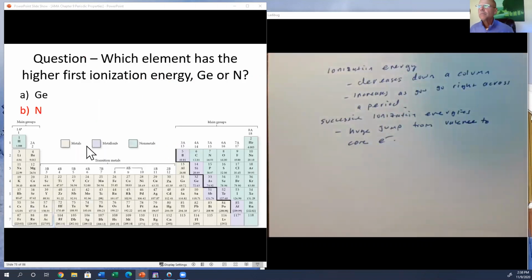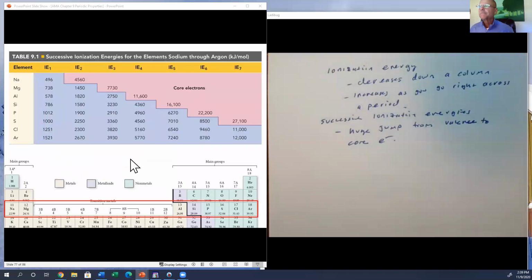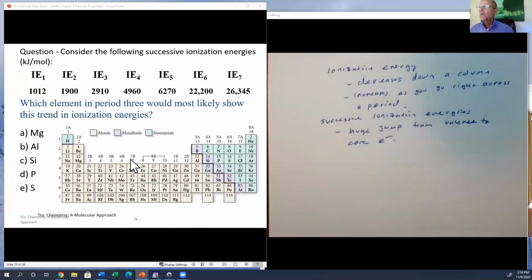Now let's look at magnesium. How many valence electrons does magnesium have? 2. Right. So notice the first ionization energy is 738, the second is about double the first, and then boom, a huge jump at the third one. The valence electrons are easier to remove than the core electrons. So you're always going to see a jump going from valence electrons to core electrons. Okay? Let me have you try this.